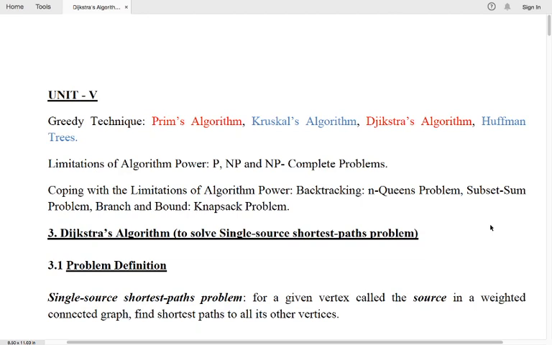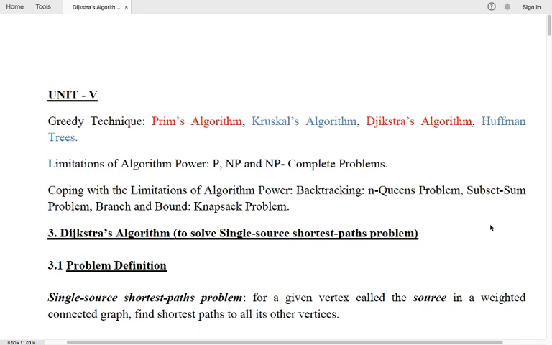Just to recap, the greedy technique involves three major steps. At each step, you will check whether the solution is feasible. The second thing you will check is whether it is locally optimal. And the last is that once you have made a decision, it is irrevocable. So these are the three main steps in a greedy approach. We have looked at Prim's and Kruskal's algorithm in our earlier classes. Now we look at Dijkstra's algorithm.